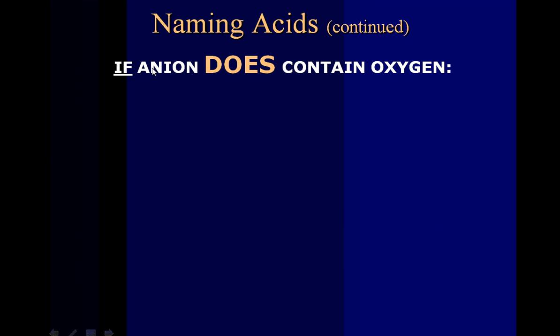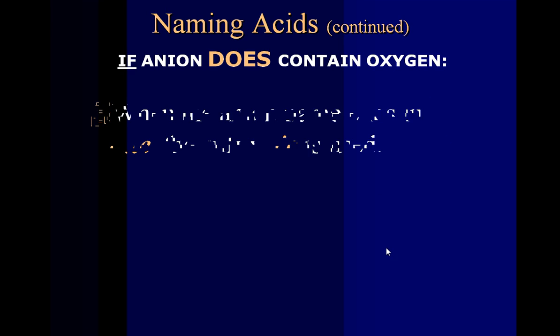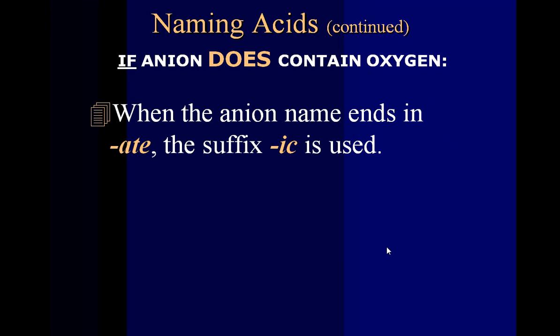All right, if the anion does contain oxygen, don't write hydro, first and foremost. Don't write hydro. And we'll get to use the ending ic or us, and I'll talk about that in a second. If we have an anion or a polyatomic that ends in ate, like nitrate, sulfate, carbonate, all those that end in ate, you simply drop the ate ending and add ic. Drop the ate ending and add ic.